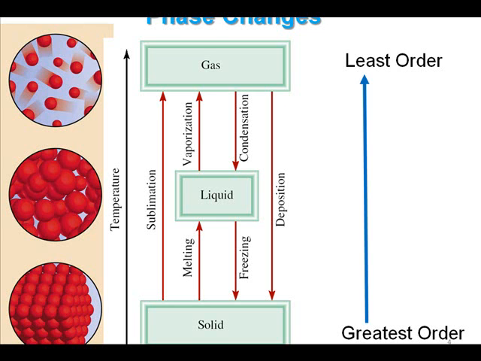The solid is considered very orderly, much like a crystal might be considered. And a gas, with all the molecules moving around wildly, has the least amount of order. Now, to go from an orderly solid to a disorderly gas, you have to input energy. That's referred to as endothermic.